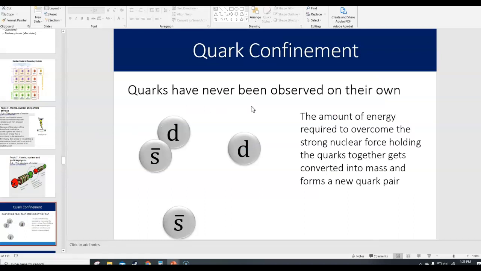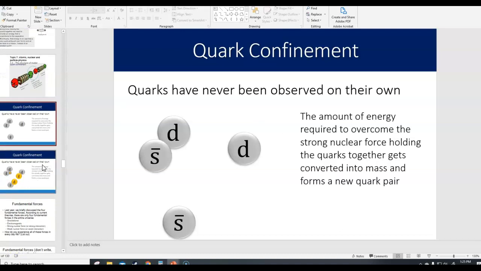Okay, so quarks have never been observed on their own, and this is basically a repeat of what we talked about before, where if you tried to take this meson, this is a down quark and an anti-strange quark, and you tried to put energy in to pull them apart, you would just end up creating a new meson pair. You would just end up creating a new down and anti-strange rather than the 2 individual quarks. Okay, so that's the idea of quark confinement.